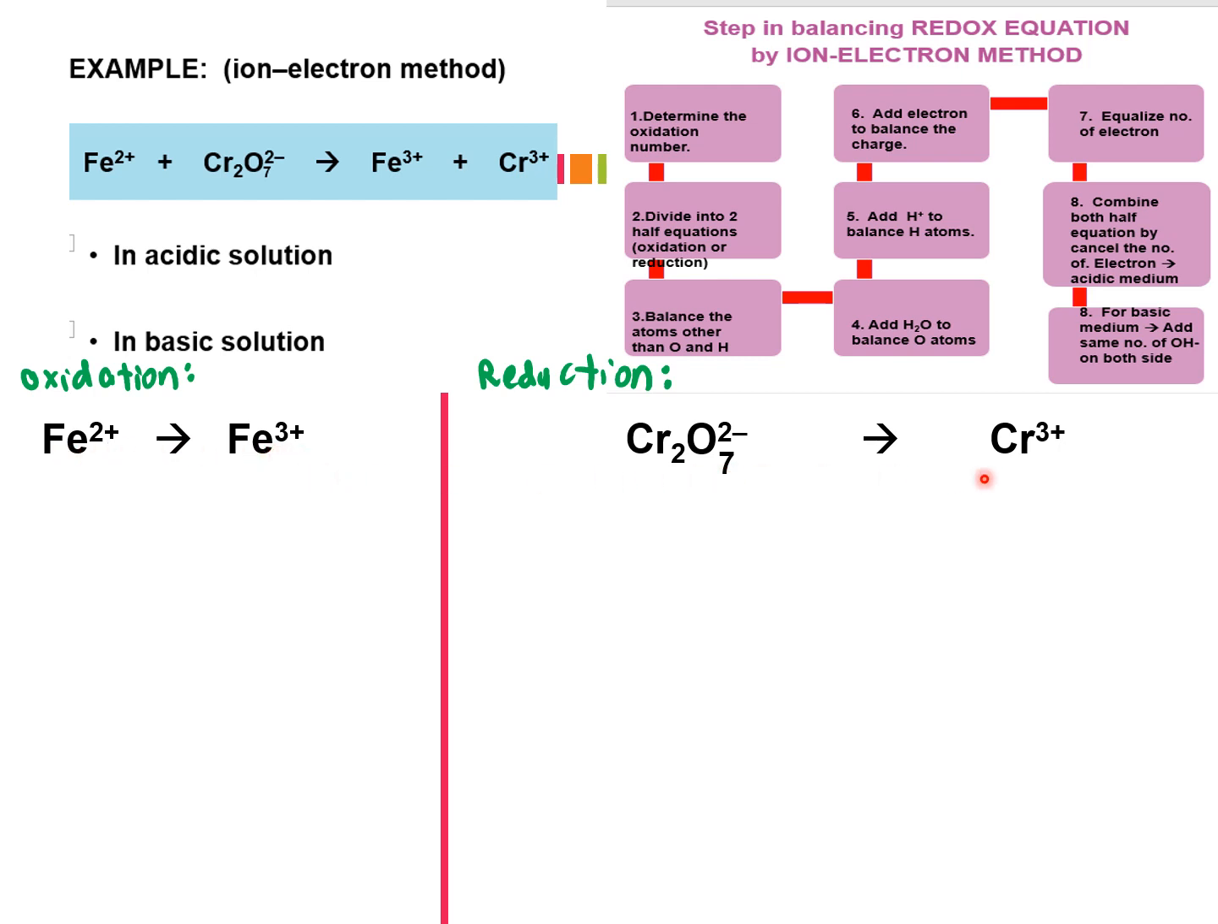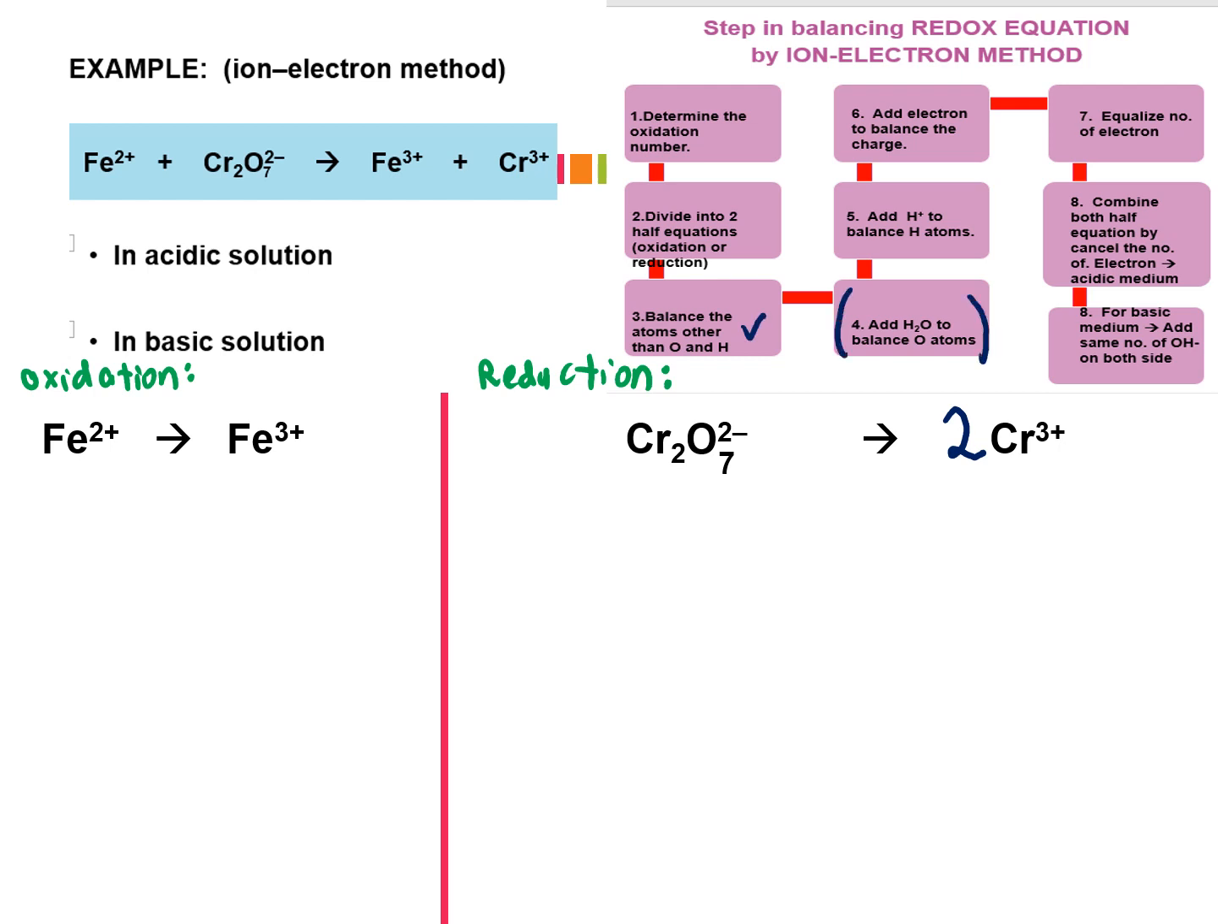So, check the second equation. Cr2O7 2- becomes Cr3+. So check the chromium: on the left side 2 moles, but on the right side only 1 mole. So we need to put 2 moles of chromium on the right side to balance the equation. Okay, settle the third step. So proceed with the fourth step.